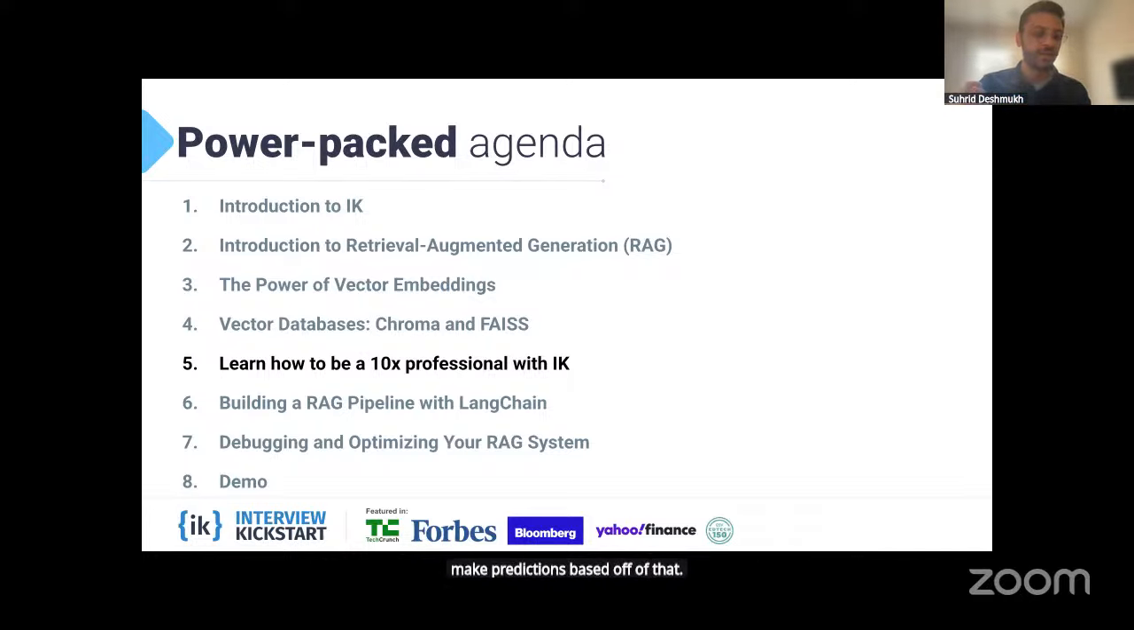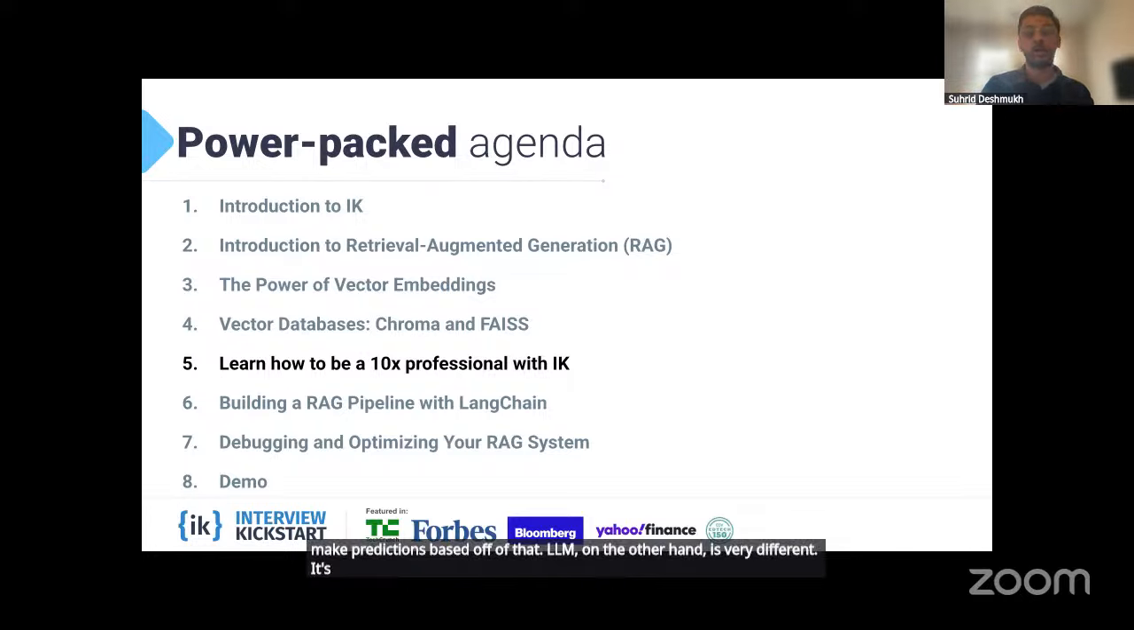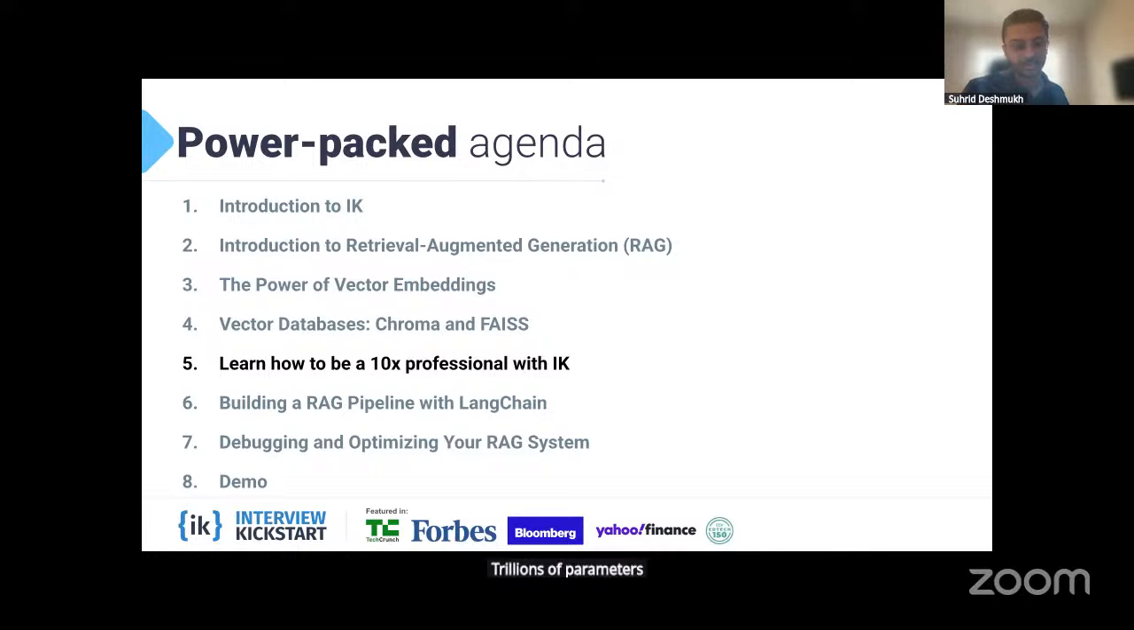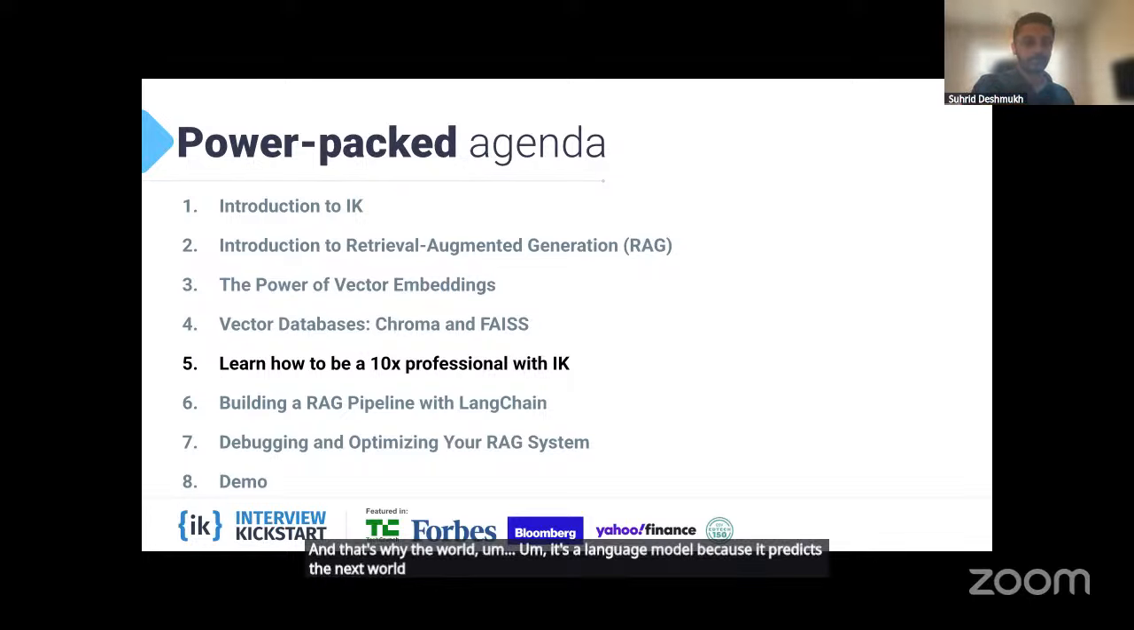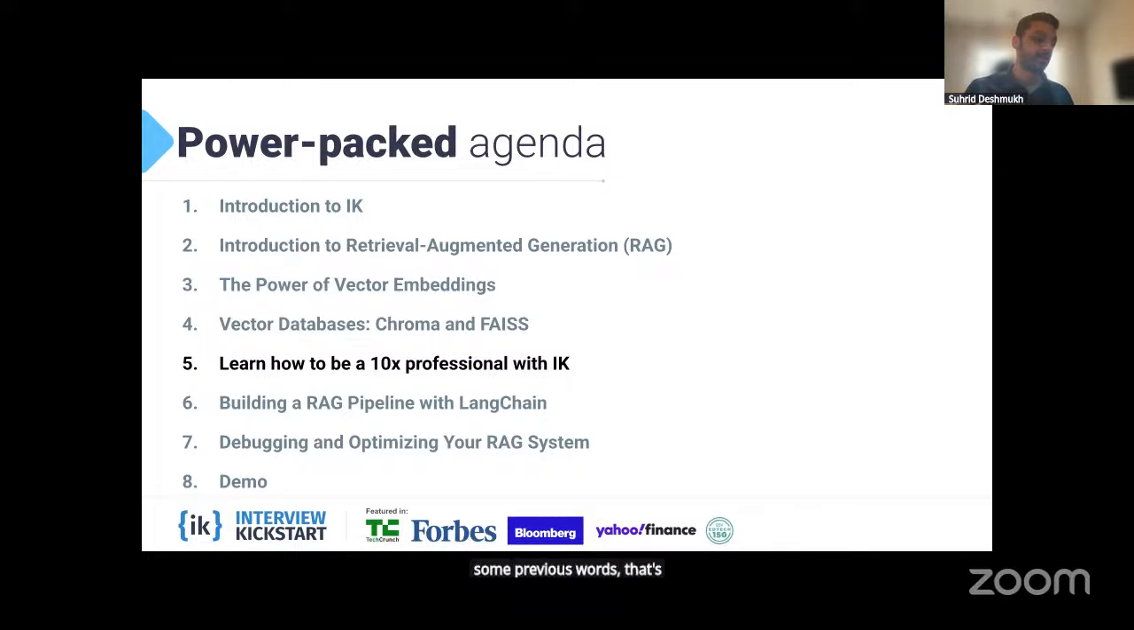LLM, on the other hand, is very different. It's a non-statistical model, right? It's a machine learning, deep learning based neural network architecture that is trained on billions and trillions of parameters and thousands and millions of different documents. And that's why it's a language model, because it predicts the next word given some previous words. It's large because it has billions and trillions of parameters. So that's why it's LLM. Hopefully that answers the question.